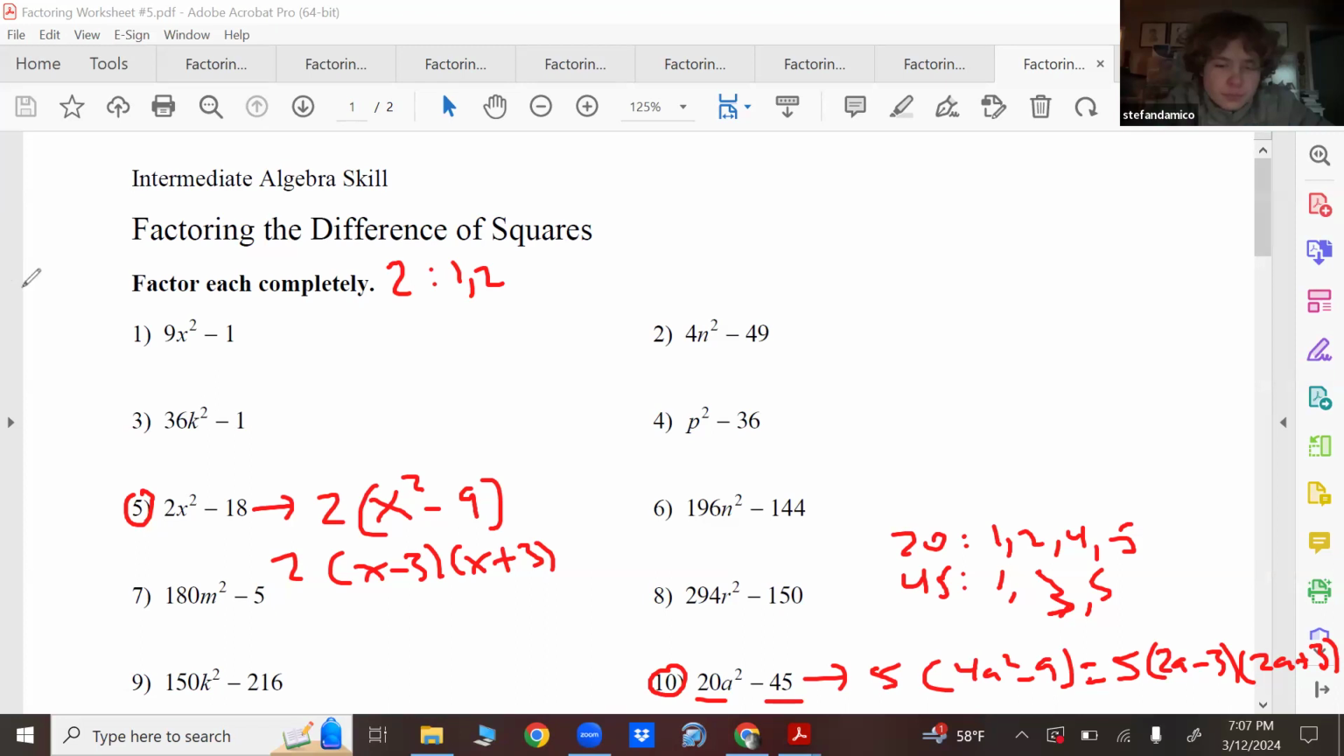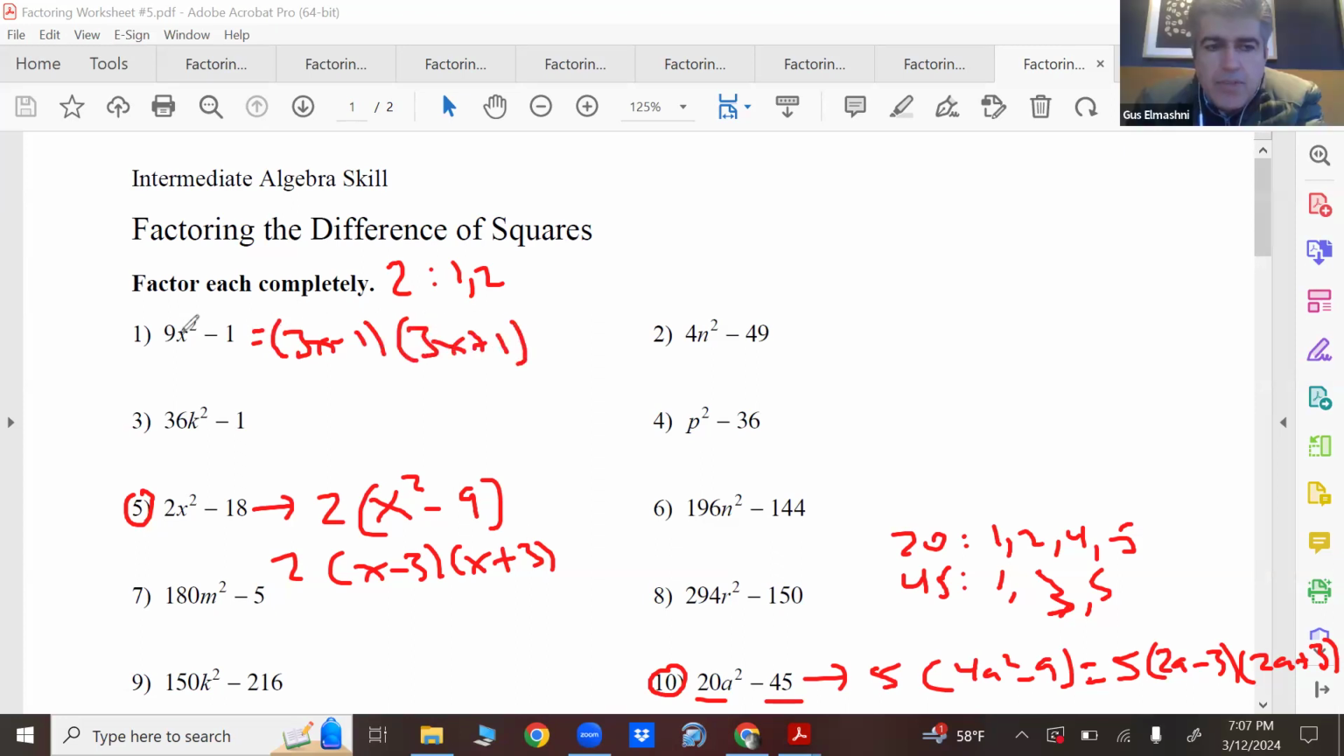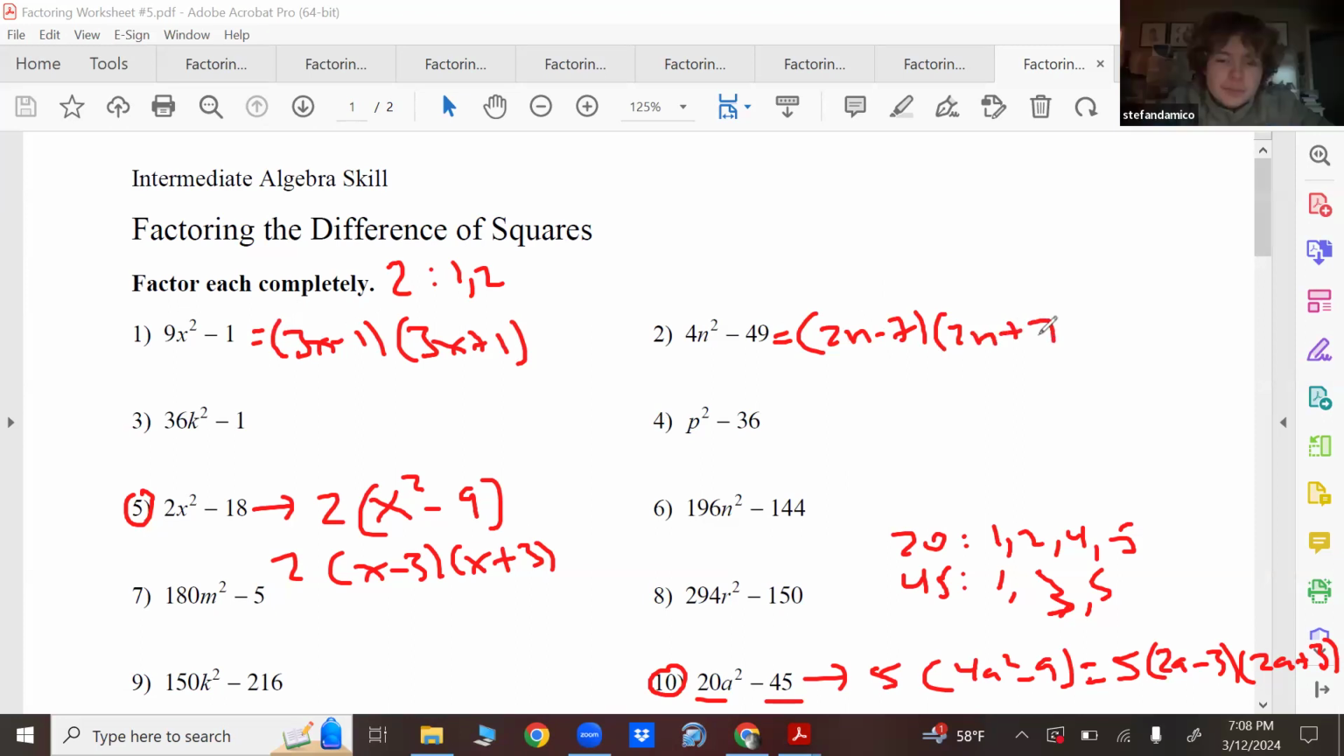Sometimes there's not a greatest common factor, for number 1, for example. That's just 3x minus 1, 3x plus 1, because you're breaking apart 9x squared and breaking apart 1. Or here, 2n minus 7, 2n plus 7. What you do is you simply take the square roots of those. So that's one part of it.